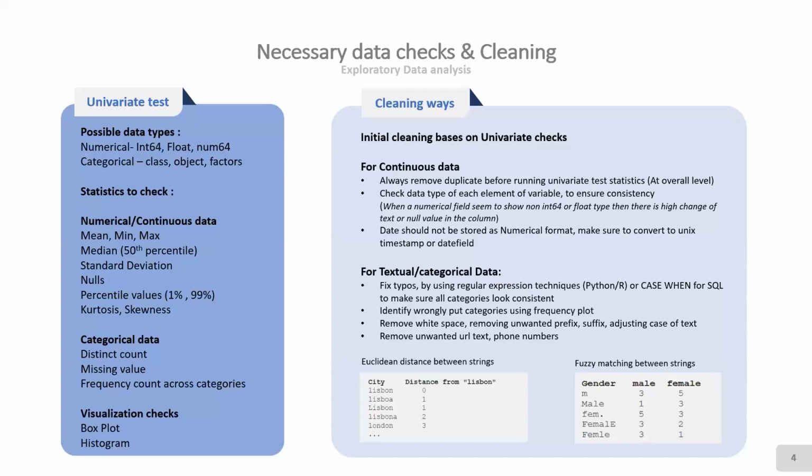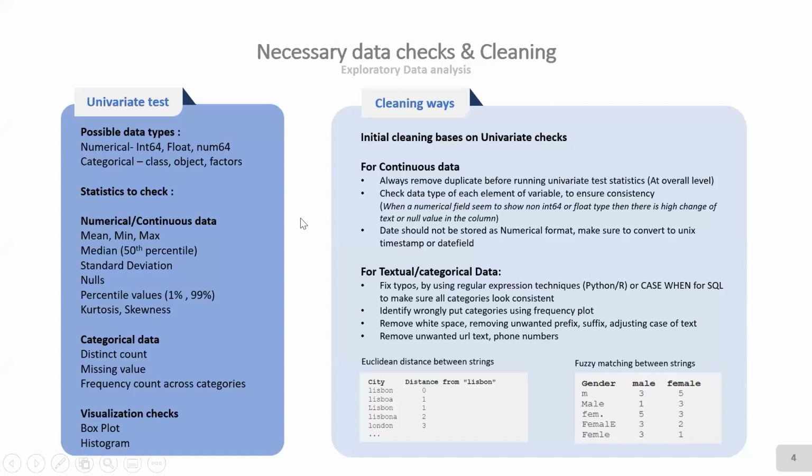Now, date fields existing in the data sometimes get classified in a numerical format, sometimes in a categorical format, or sometimes as text. So we should always make sure that we convert them into the right timestamp and date field, because that is important whenever we are doing any sorting exercise.